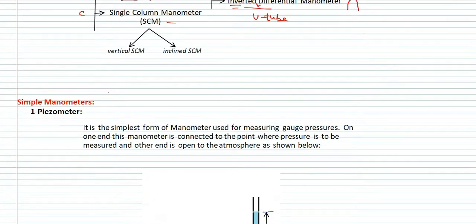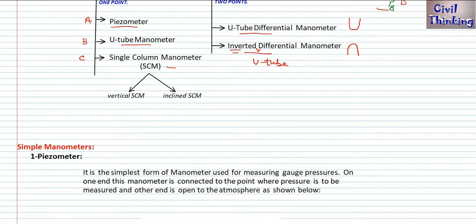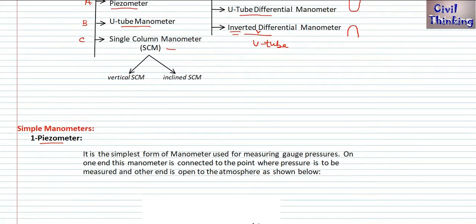Now the first type in the simple manometers is the piezometer. What is this piezometer? I have written here, it is the simplest form of manometer. It is very simple, used for measuring gauge pressures. One end of this manometer is connected to the point where pressure is to be measured, and the other end is open to the atmosphere, as shown below.